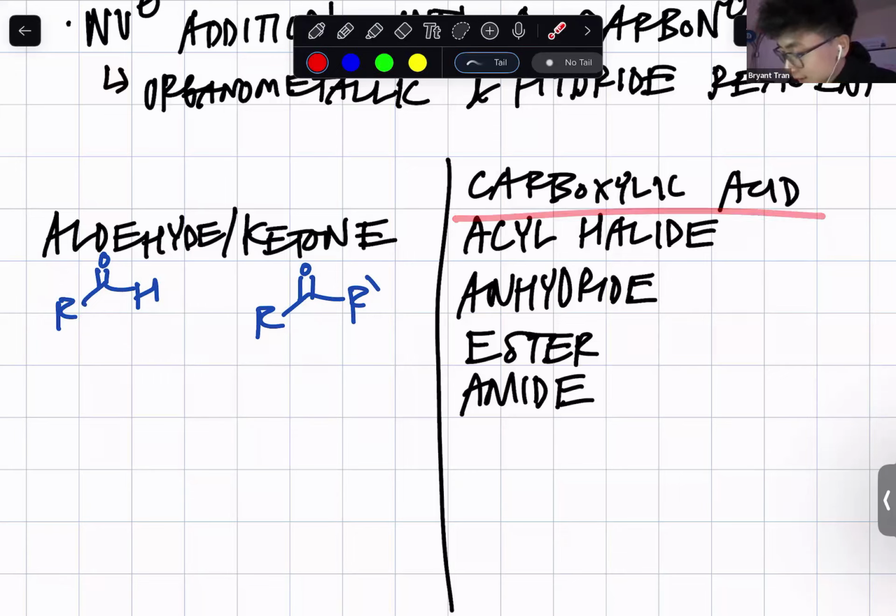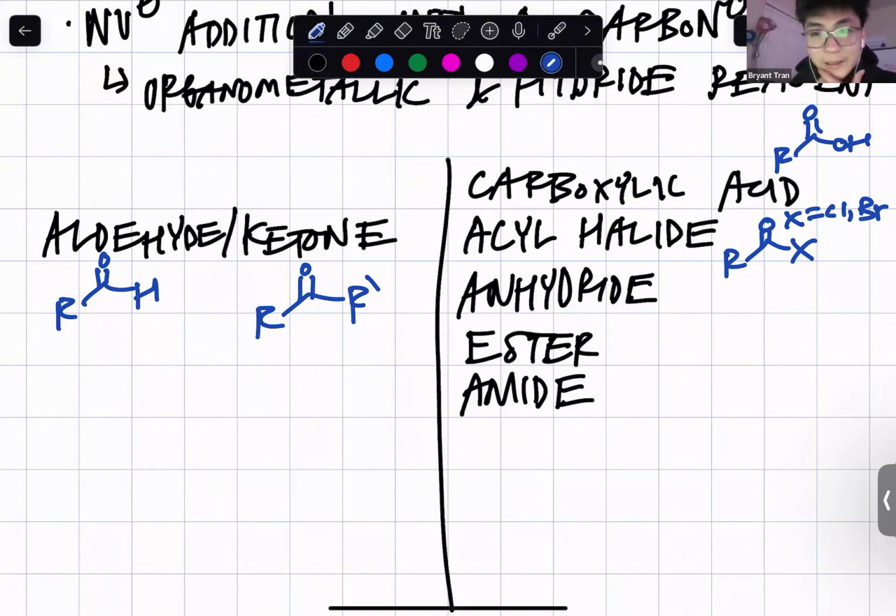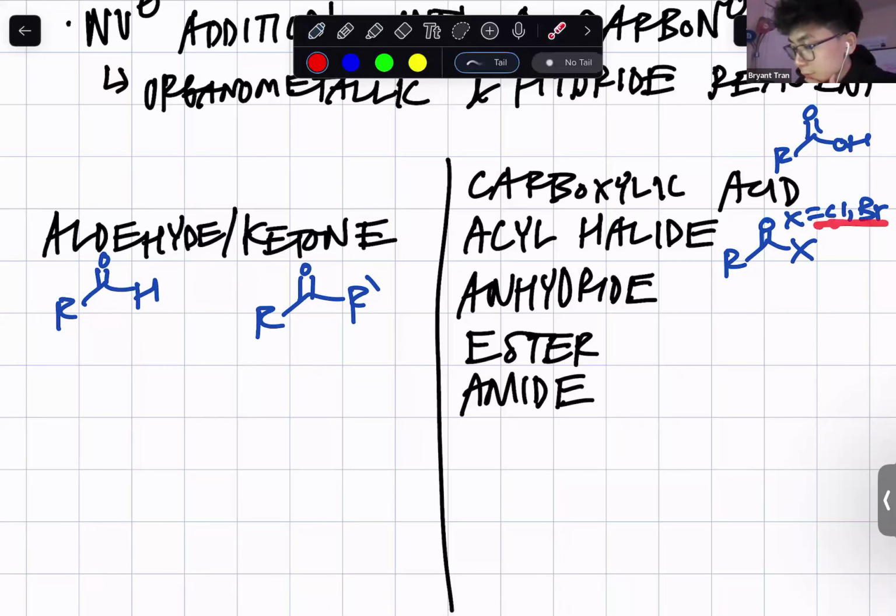A carboxylic acid is going to be when we have a carbonyl in between an R group and an OH group, a hydroxyl group. Acyl halide is when we have a carbonyl in between an R group and an X group. An X group is a halogen, where it could be chlorine or bromine. It could be iodine as well, but the two most common ones you see for this unit are chlorine or bromine. So it could be acyl chloride if the X is chlorine, or acyl bromide if the X is bromine.